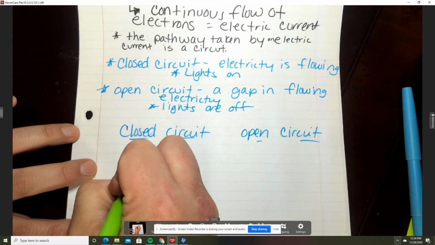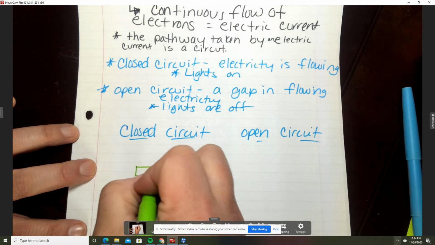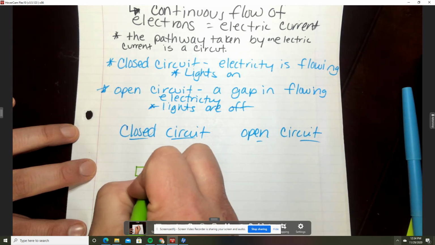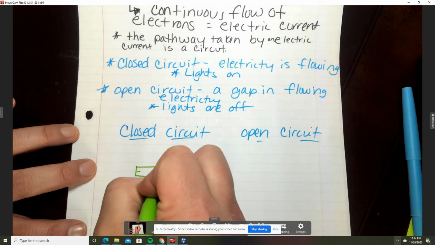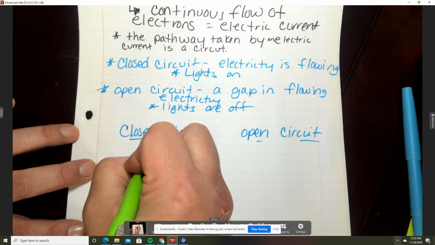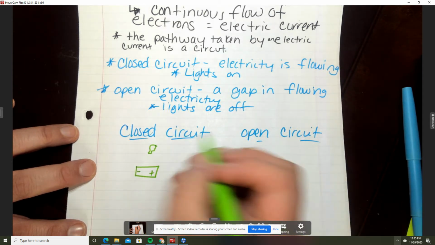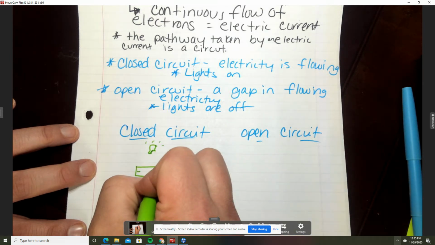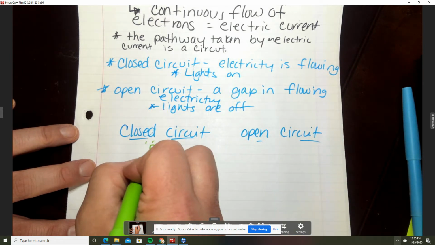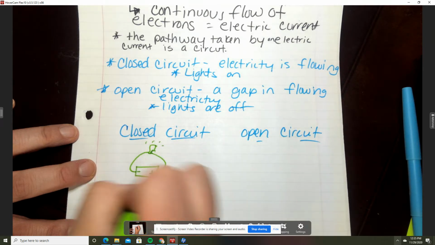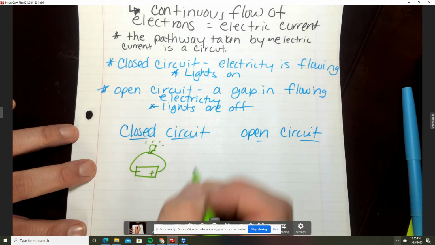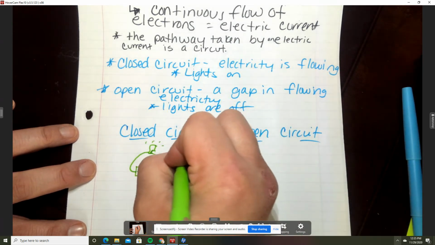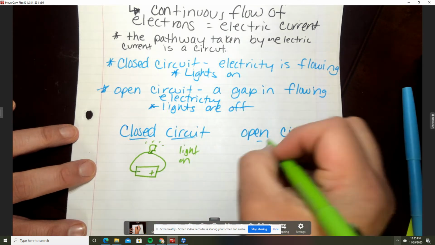All right, so if I have a battery, and then, please don't laugh at my light bulb. That's awful. Okay, that's my light bulb. If I've got a wire, and it's connected, okay, this is open, light on.